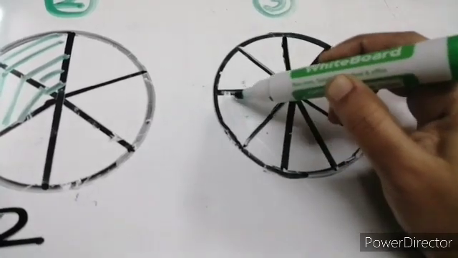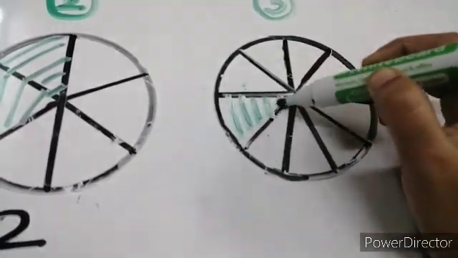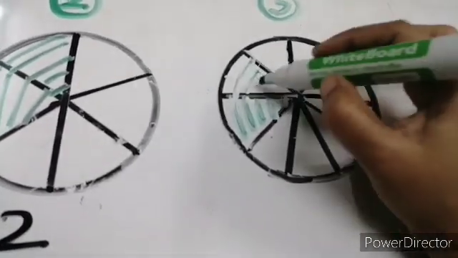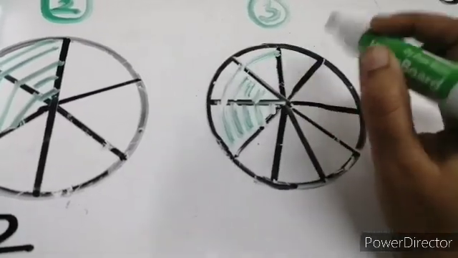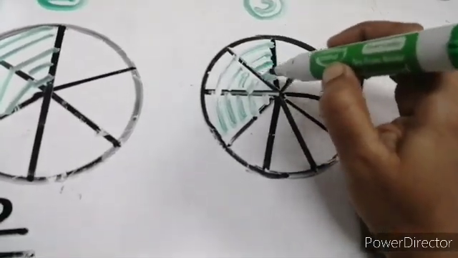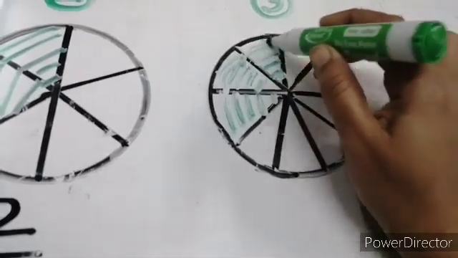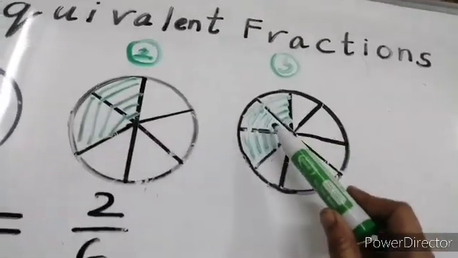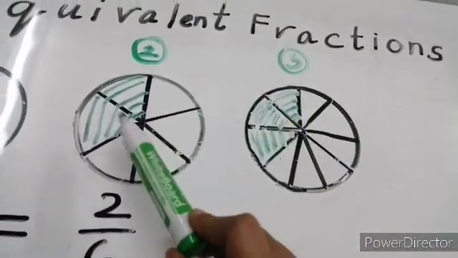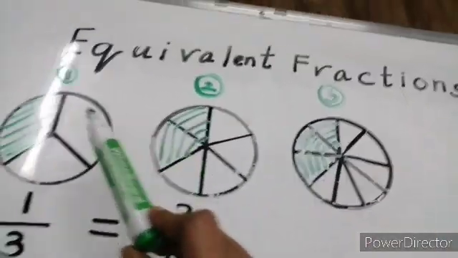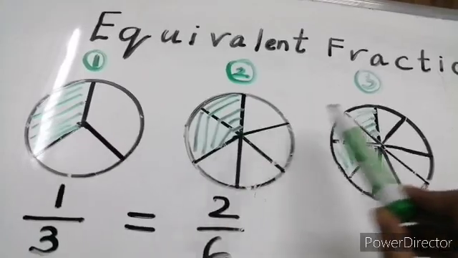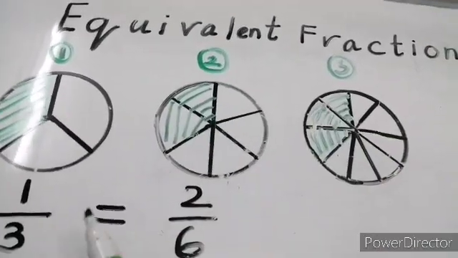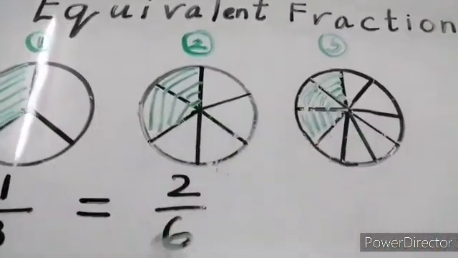I have shaded 3 portions in this. Now see, this shaded portion is also the same as this shaded portion. 1, 2, 3. All the 3 shaded portions are the same. All the 3 wholes are the same.